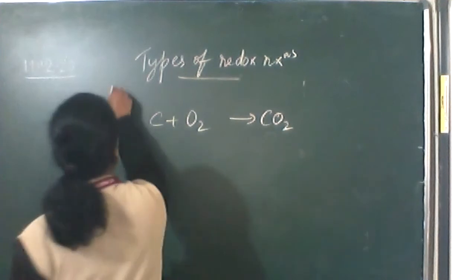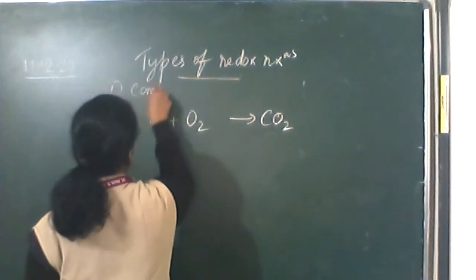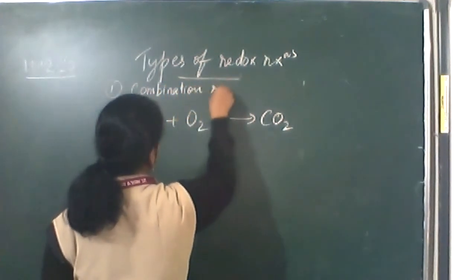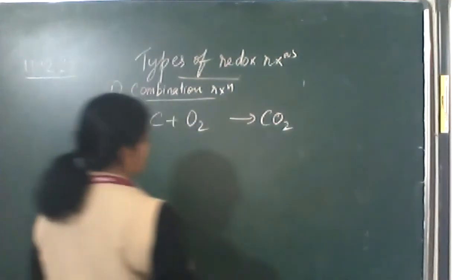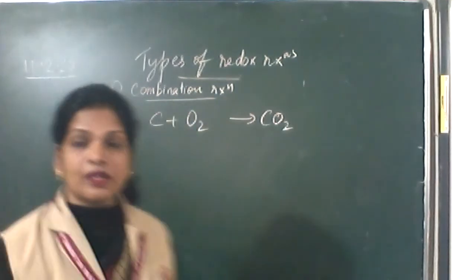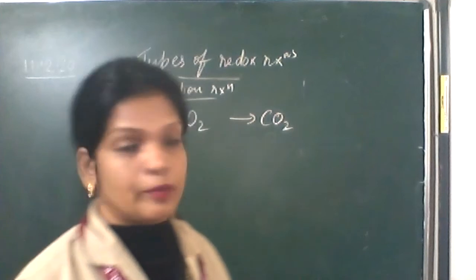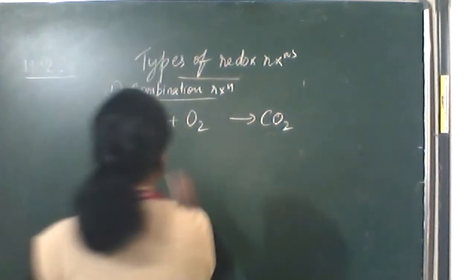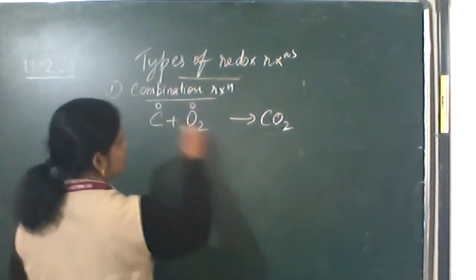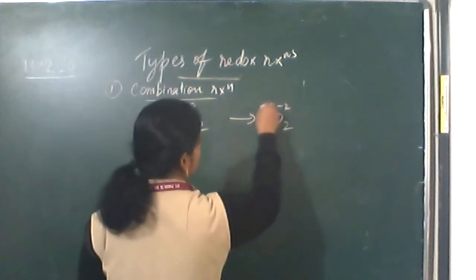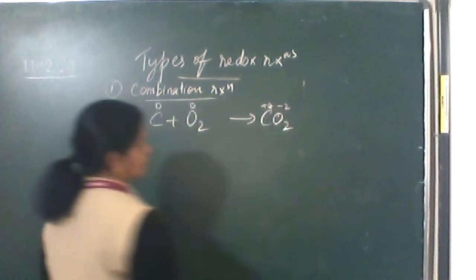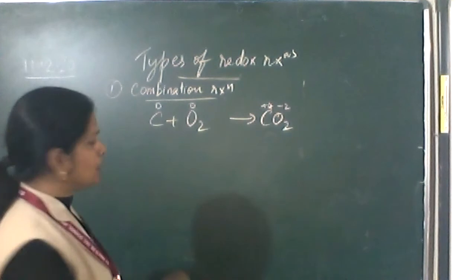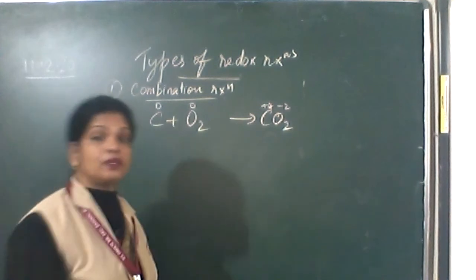So number 1, combination reaction. Condition: at least one of the reactants should be in the elemental form. Here both are in the elemental form, so elemental form means 0, 0. This is minus 2, this is plus 4.